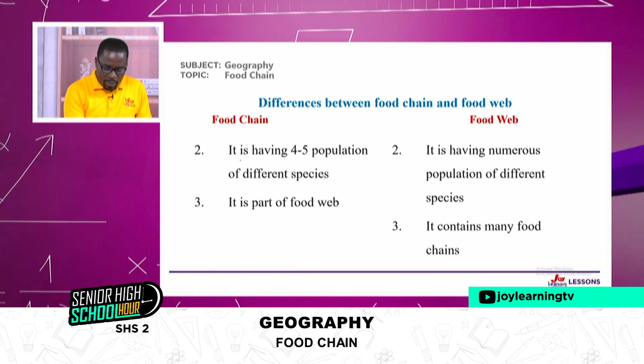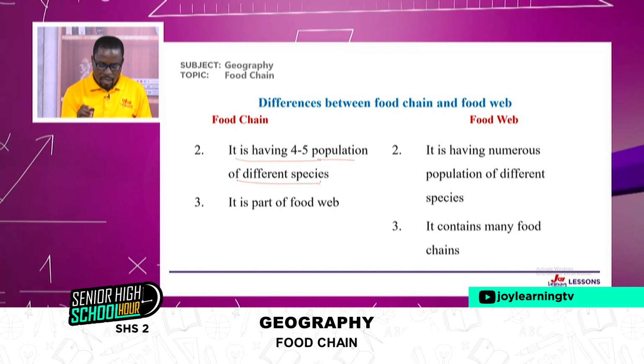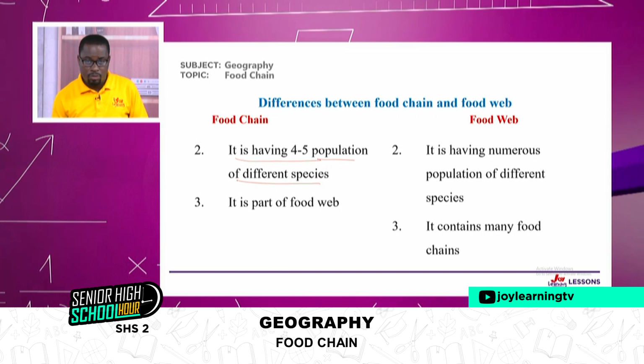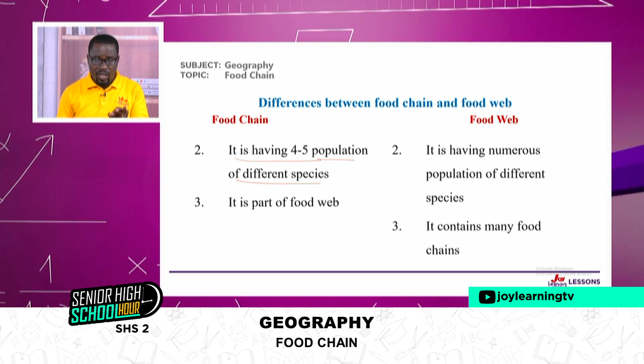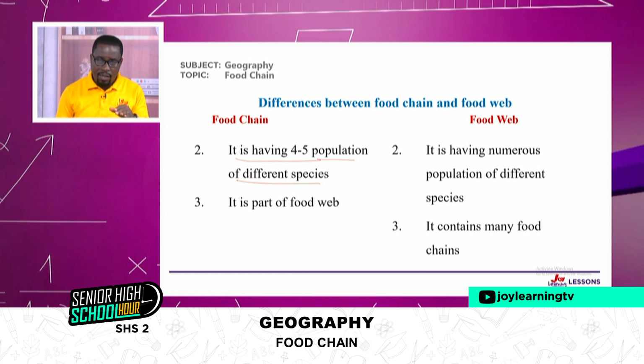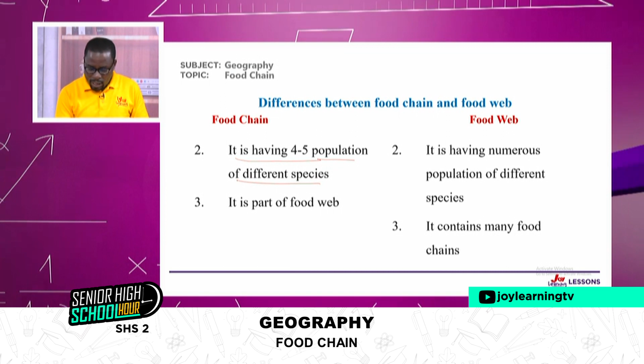Now, food chain, it is having 4 to 5 population of different species. Food chain has 4 to 5 population of what? Different what? Species. If we take the trophic levels into consideration, you could see that at certain level we had 4, certain level we had 5.